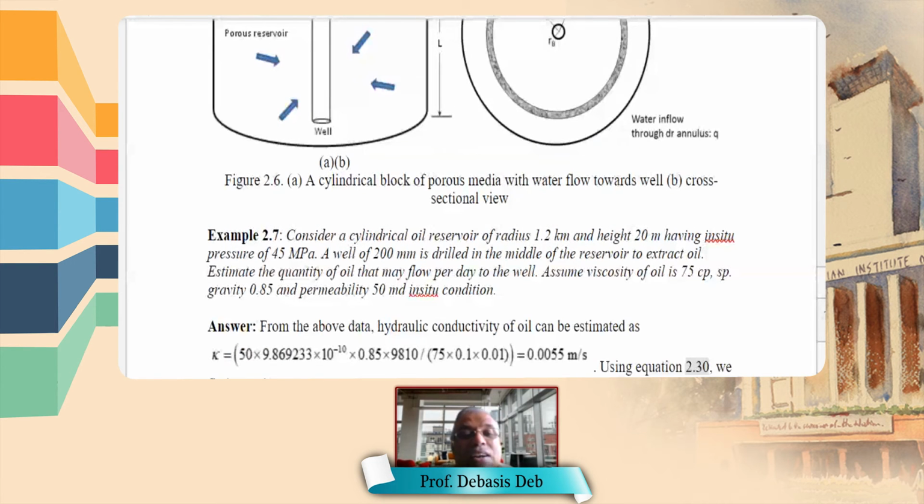Consider a cylindrical oil reservoir of radius 1.2 kilometer and height 20 meter, having in situ pressure of 45 MPa.